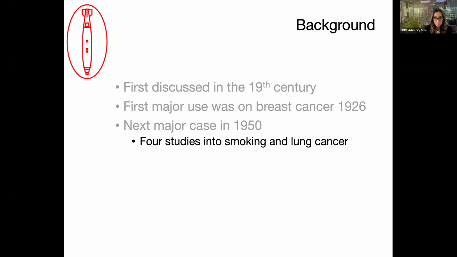And then the next major case was in 1950. And this is particularly important. It was 4 different studies made into smoking and lung cancer. And you can imagine that the tobacco companies weren't keen on any science that demonstrated that it was their cigarettes that was causing cancer. So this technique had to be robust if it was going to get through the courts, because you can guarantee that those tobacco companies took the scientists to court to fight this conclusion.